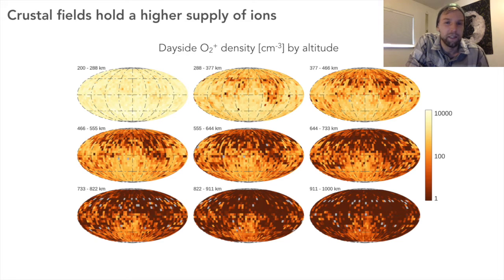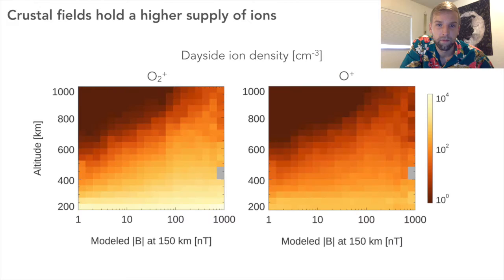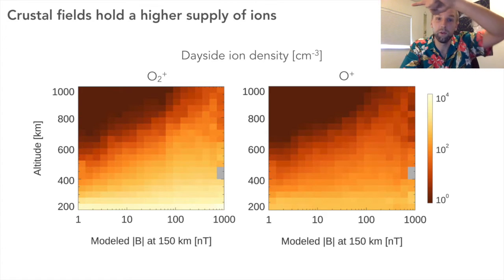Unfortunately, there's a decent amount of statistical noise on these maps. Some of the bins only have 5 to 10 points in them, so it's helpful for us to plot this on a different set of axes, which is shown here. So here I'm once again plotting ion density, but now the x-axis is crustal field strength below the spacecraft, as inferred from a model. So on the right side of each plot are regions with strong crustal fields, and on the left side of each plot would be regions without crustal fields. And the y-axis is altitude above the planet's surface, and I have one plot for O2+, and one plot for O+.